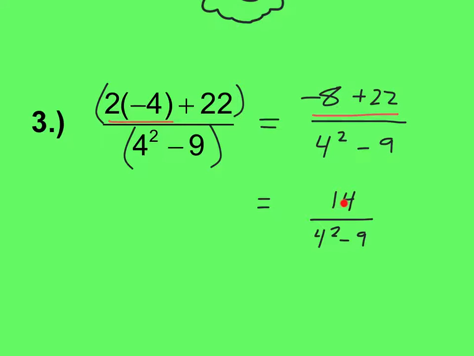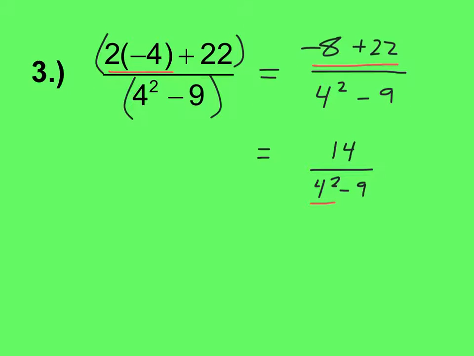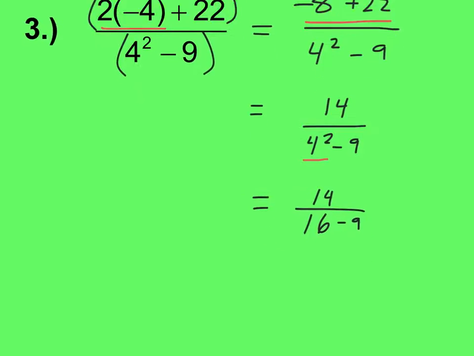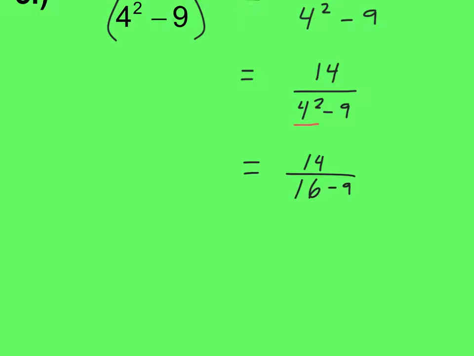Okay, we have the top down to one number, so it's like the parentheses are gone. So now we do the bottom. Exponents come before subtraction. So 4 to the second power we must do, which is 16 because it's 4 times 4. So I have 14 over 16 minus 9. Now I do the 16 minus 9 on the bottom. And we get 14 over 7. And then the fraction bar means to divide, like I said before. And that equals 2.